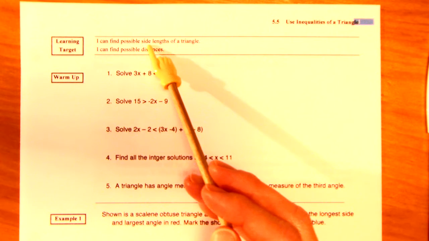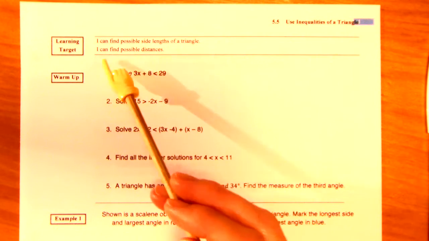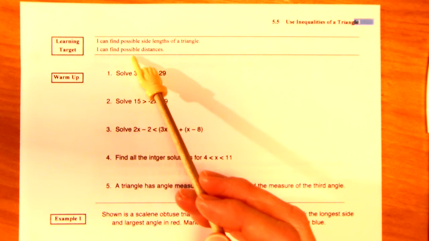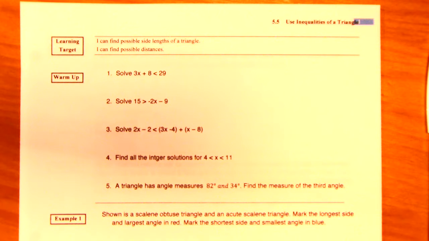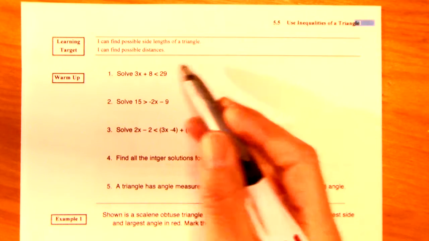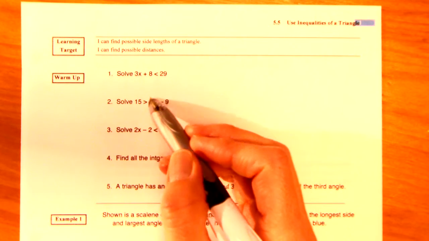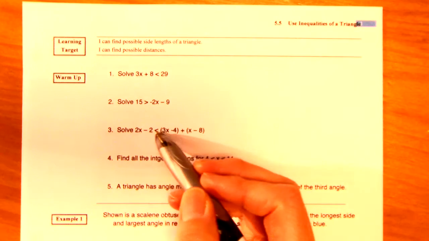I can find possible side lengths of a triangle, and I can find possible distances. Okay, notice the word possible. So here we go. Let's do a little warm-up, and recall in our title we have inequalities. The warm-up has inequality symbols, okay?